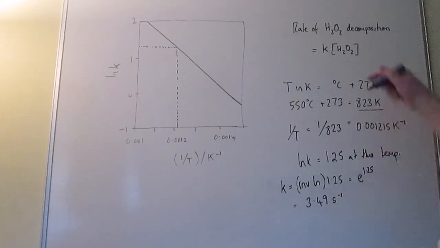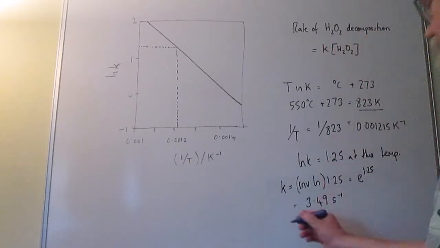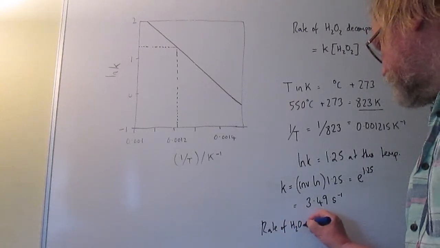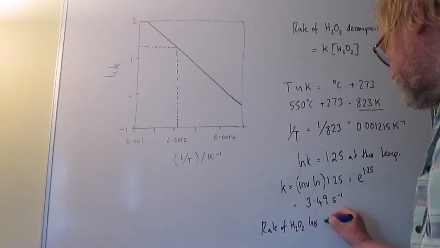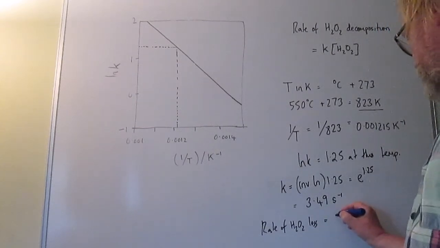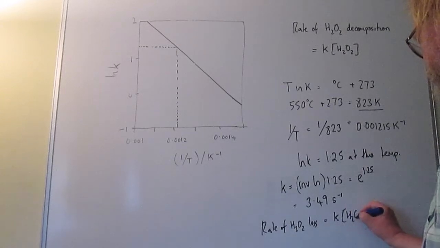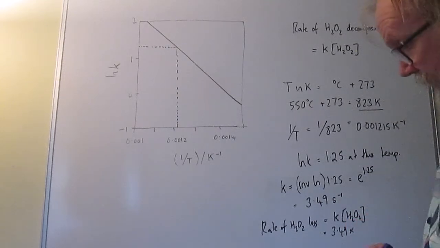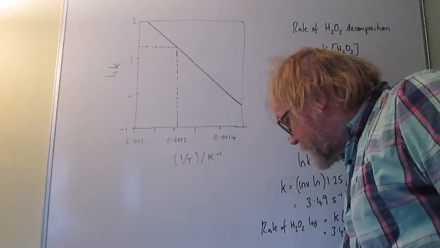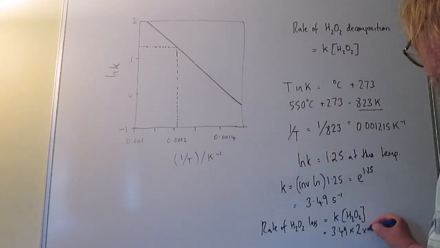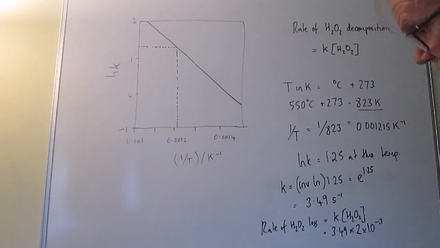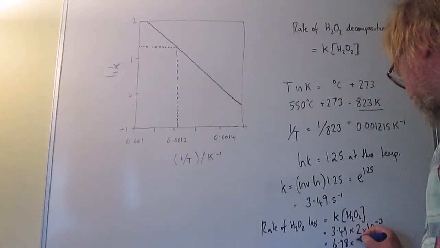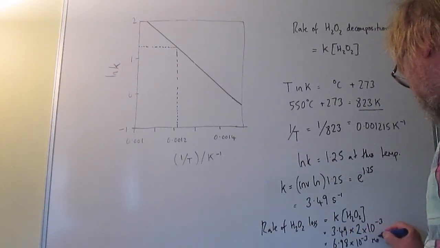So then we can plug that number into this equation, and we get that the rate of H2O2 loss, because that was what was being measured in the experiment, is equal to K times the hydrogen peroxide concentration, which is 3.49, and it tells you in the question that the hydrogen peroxide concentration is 2 times 10 to the minus 3 moles per dm cubed, so it's 3.49 times 2 times 10 to the minus 3, which is 6.98 times 10 to the minus 3 moles per dm cubed per second.